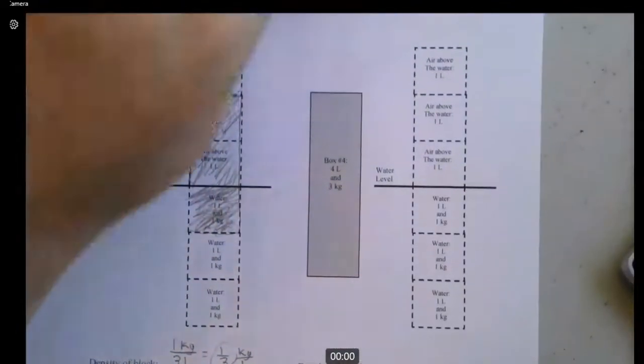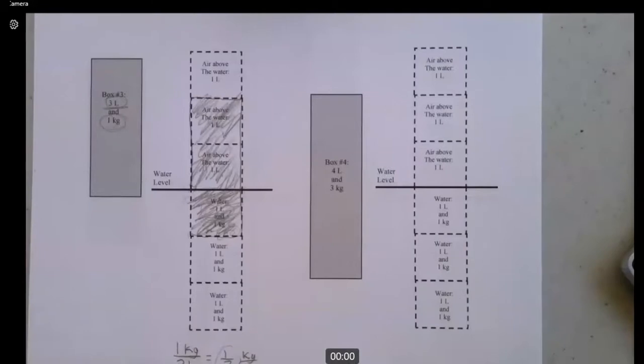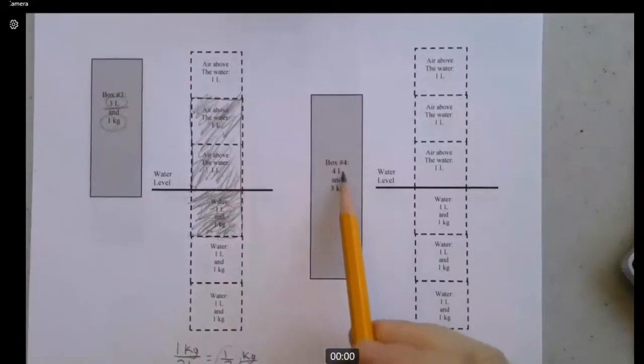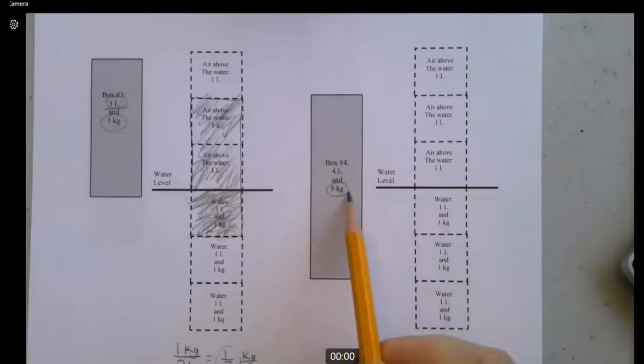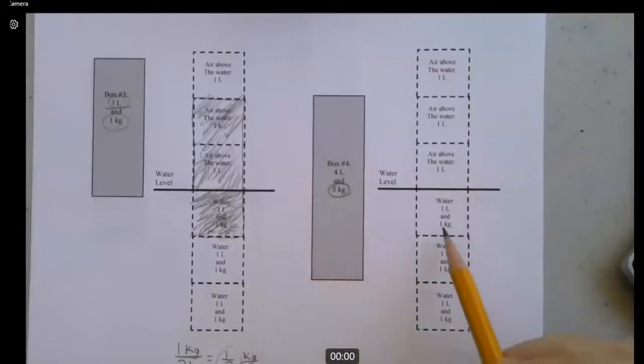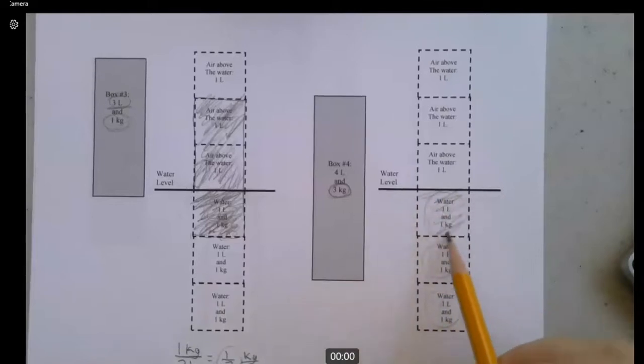All right, try this one. See if you can do these on your own now. Okay, box number 4 is 4 liters and 3 kilograms. Okay, so that means it's going to displace 3 kilograms of water. So 3 kilograms of water, there's 1 kilogram right here, there's 2 kilograms, there's 3 kilograms. So it's going to fill up all 3 of these boxes.